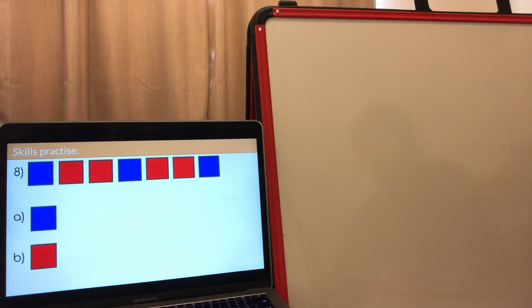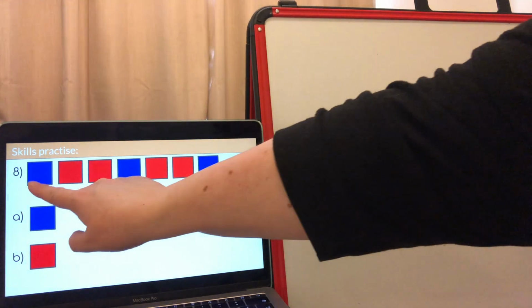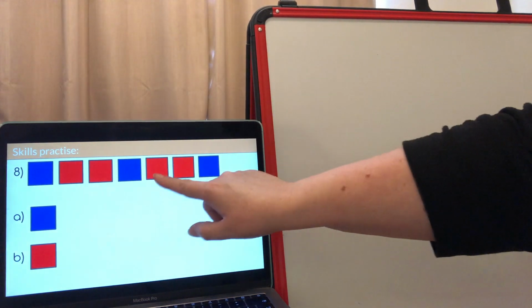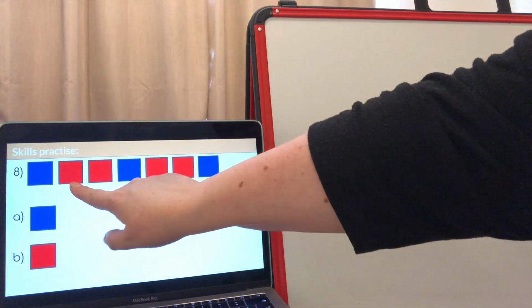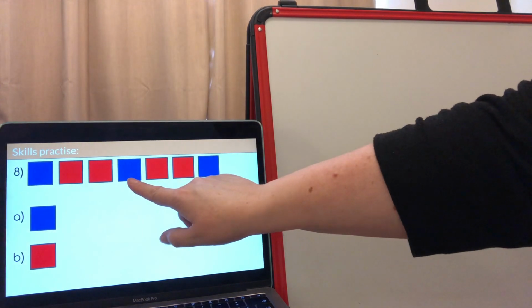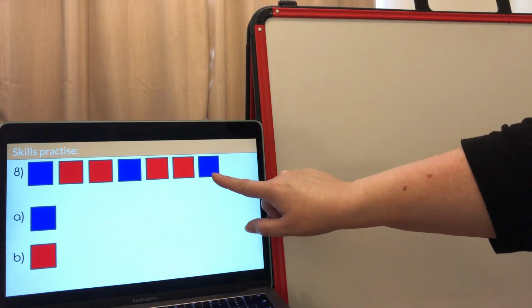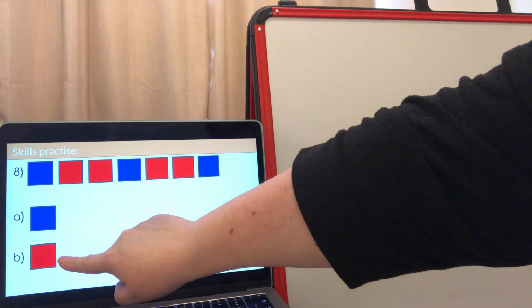Back to different colours again. What comes next? Blue, red, red. Blue, red, red. Blue. What always comes after the blue? Red. After this blue? Red. So after this blue we need red. It's B.